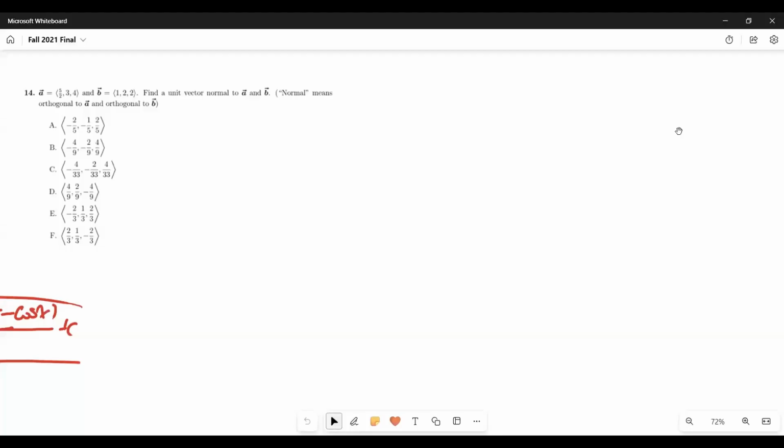Okay, this question asks to find the unit vector normal to A and B. Okay, so let's do that. If it's normal to A and B, that means it's asking to find the cross product. So i, j, k, there we go.